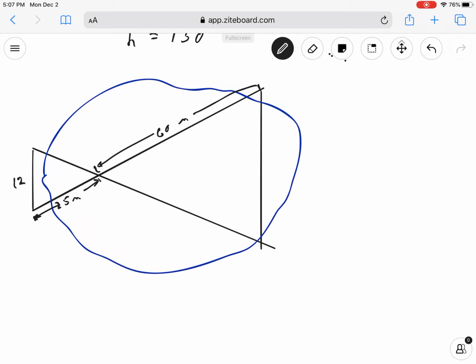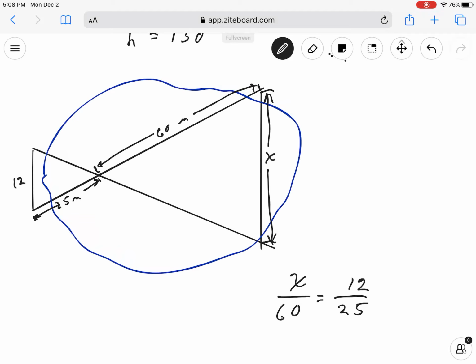And without measuring it, we want to know what is the distance at the end of the big triangle. So again, since we know that the triangle is proportional, okay, we can set up another ratio. So we would have x over 60 is equal to 12 over 25.